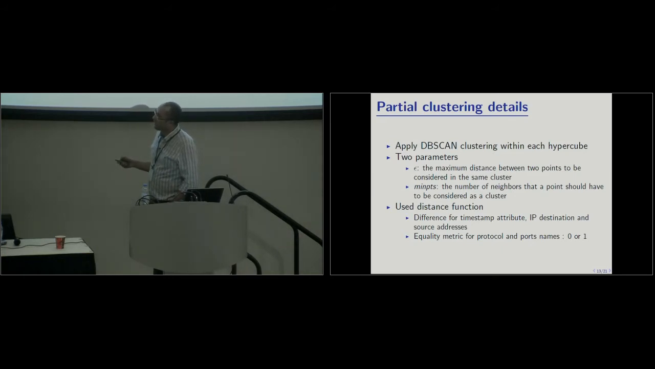And the distance function in our case was 2 metrics. The first one is the difference, for timestamp attribute and IP destination and source addresses, because the difference makes sense, but it's critical because sometimes when we have 2 IP addresses from 2 ASes, that doesn't make sense. But in this case, at least for the IP destination address, all these addresses are consecutive, so it works. And for the metric regarding the protocol and port names, we use the equality metric, so 0 or 1. So this is the distance function that we are using for DBSCAN.